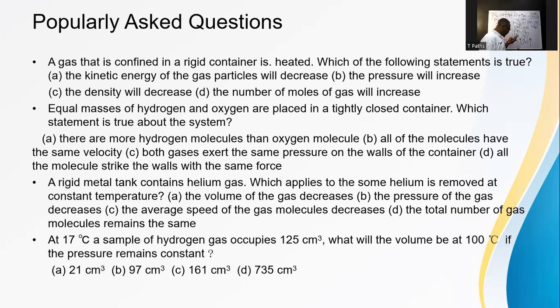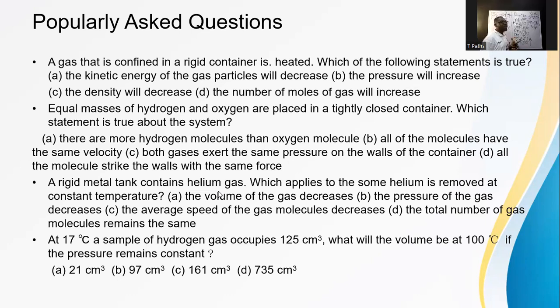B, all of the molecules have the same velocity. C, both gases exert the same pressure on the walls of the container. D, all the molecules strike the walls with the same force. Now, they say all the molecules have the same velocity. That is wrong. We recall that for a gas, the higher the molecular weight, the lower the velocity, or the lower the diffusion of such gas. So that is not a good answer.